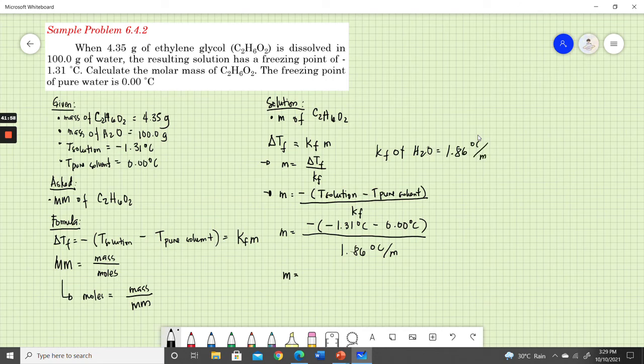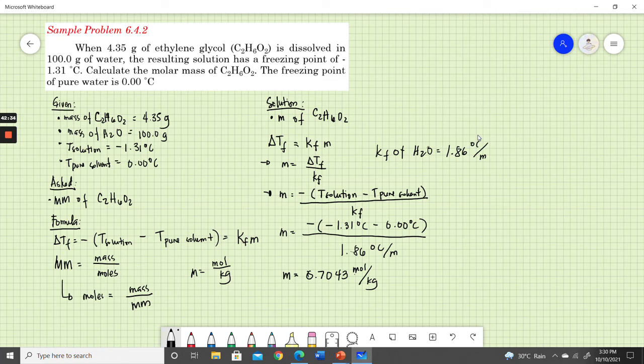Okay, using the calculator, you would get that the molal concentration of ethylene glycol is 0.7043 molal. Or yung molal is equal siya, let's just change it to moles per kilogram. Okay, so remember, molal is equals to the moles of solute divided by the kilogram of solvent. So we can use this as its units then.